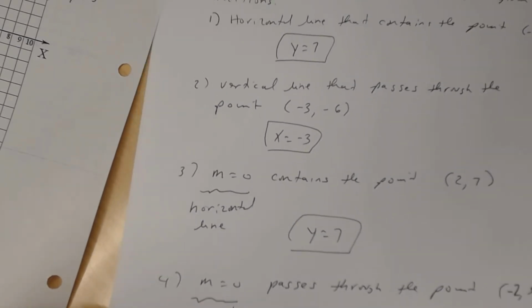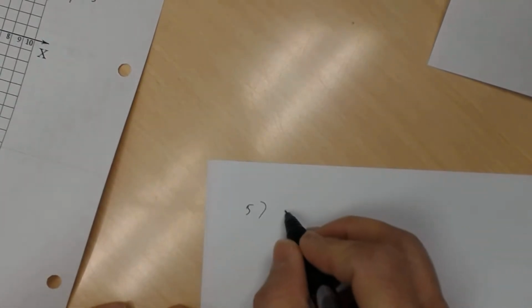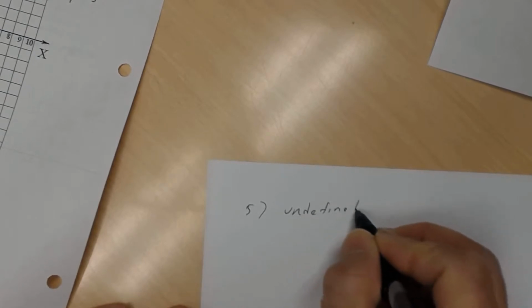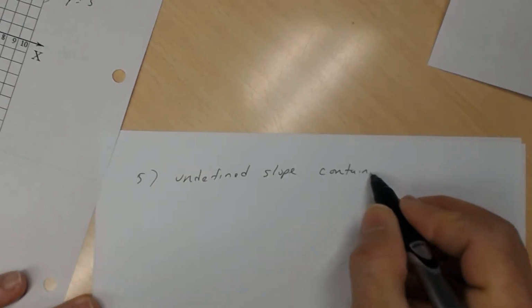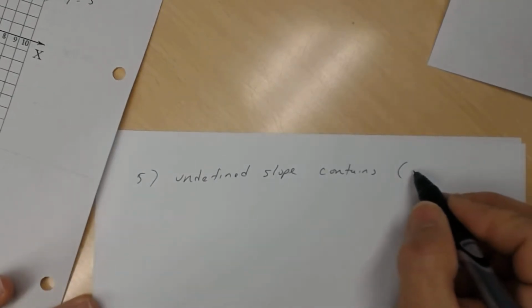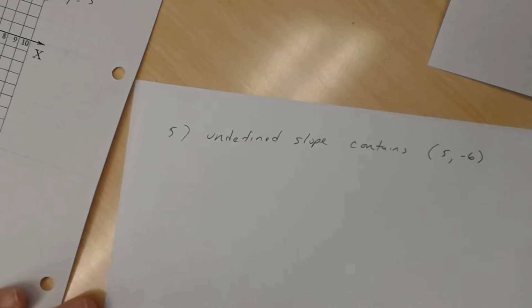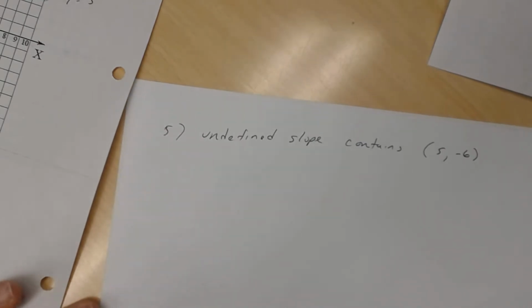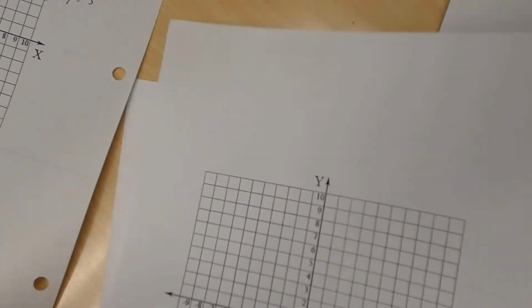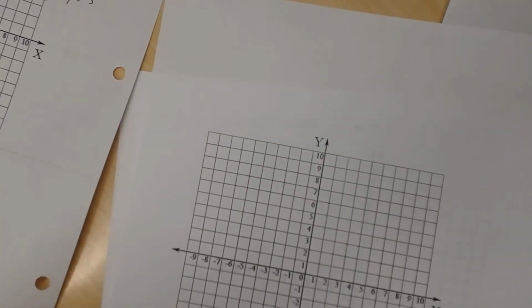Okay, number 5. Alright, suppose this time you're looking at a line that has undefined slope. Okay, undefined slope. And it contains the point, and let's say the point is 5, negative 6. So if I plot the point 5, negative 6, here's the point right here.